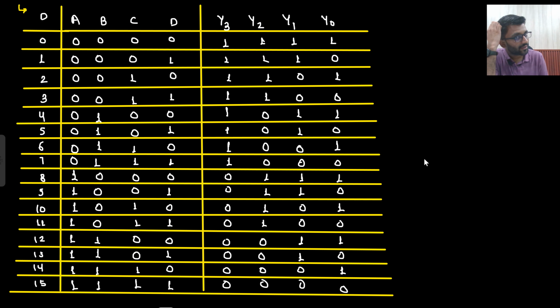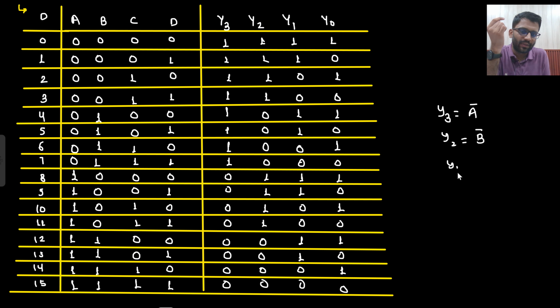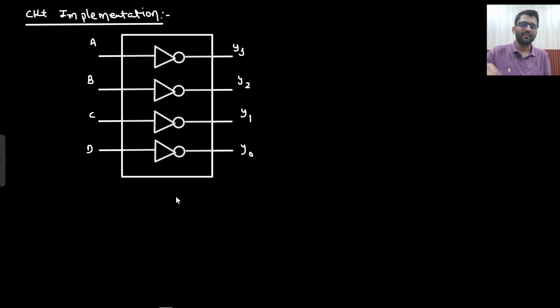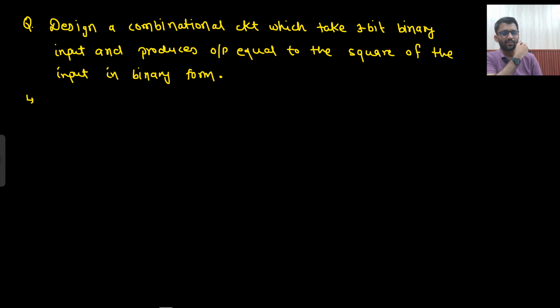So I am writing the ones complement here only. What did you understand? Y3 is equal to A bar, Y2 is equal to B bar, Y1 is equal to C bar, and Y0 is equal to D bar. So if I am having A, B, C, D as input, these will be our Y3, Y2, Y1 and Y0. Say yes or no? Directly this is the output. This is our ones complement circuit. Say yes or no? Right? Let's move to our next question.